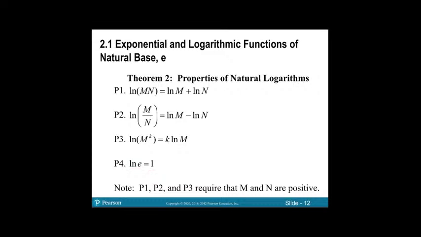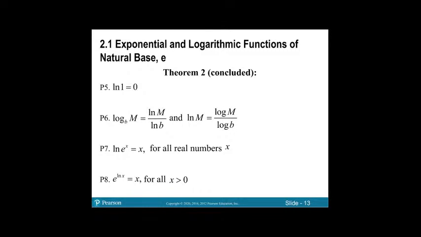Properties 1, 2, and 3 require that m and n are positive, because the domain for log is strictly positive. So then the log of 1 is 0.